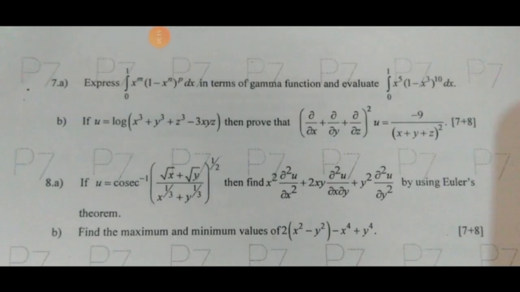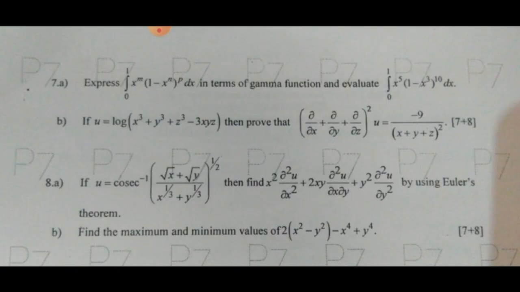In seventh A bit, express the integral in terms of the gamma function. Here it can be started with 1 minus x power n equal to some t. From that, x power n equals 1 minus t, so x equals (1 minus t) whole power 1 by n. Substitute that value in the integral, and the limits are also going to change. From that you will get one type of gamma function. After getting that gamma function, you can evaluate the next integral.